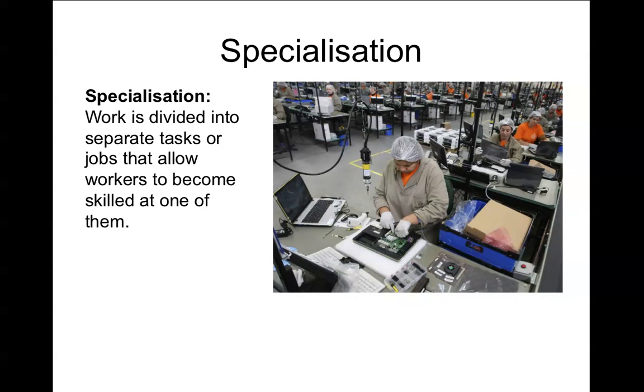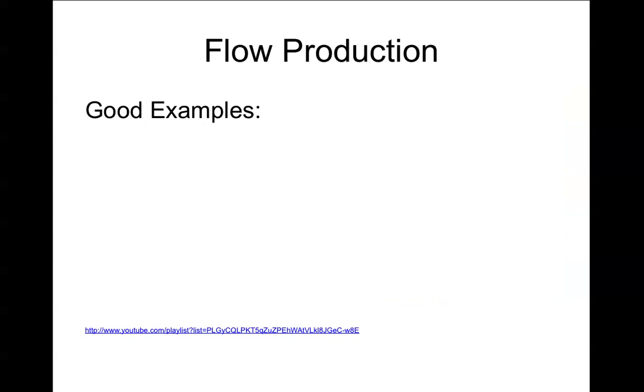Now, another key vocab word that we have is specialization. This is where your work is divided into separate tasks or jobs that allow workers to become skilled at one of them. So look at this computer worker here. She's probably not very skilled at building a computer in general, but because she's on a production line and she probably does one component over and over again, she gets really good at that, and that actually leads to efficiency for the business. But as we said before, it could mean that there's a bit of boredom in that job.